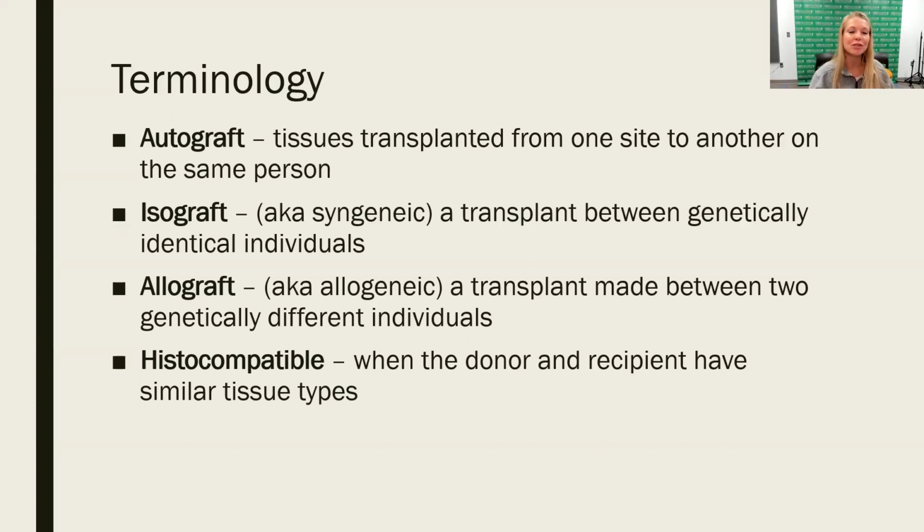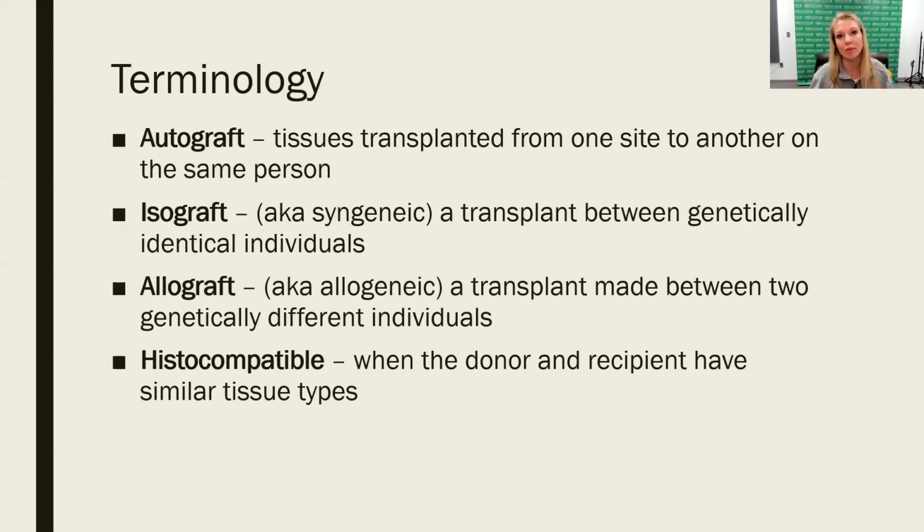Okay, a couple terms before we get into our first type of transplant. So auto means same, allo means different, iso means exactly identical. So autograft is tissue transplanted from one site to another on the same individual. We see this with skin. Skin can be removed from one part of the body and used as a skin graft and moved to a different part.